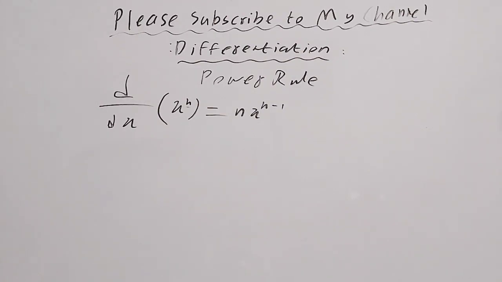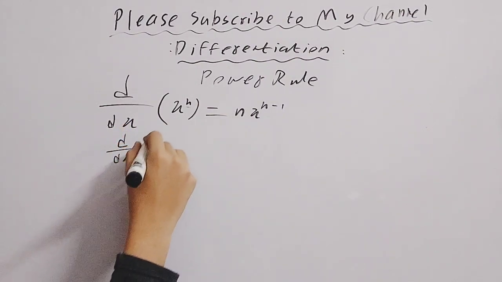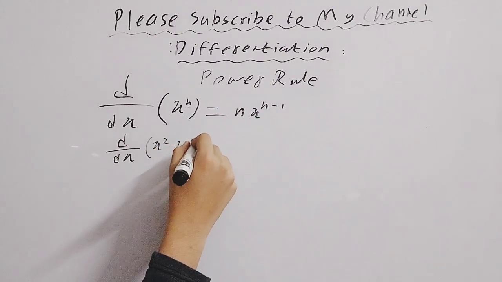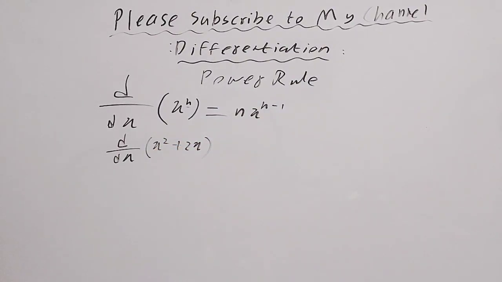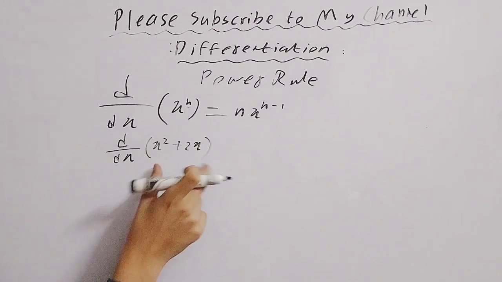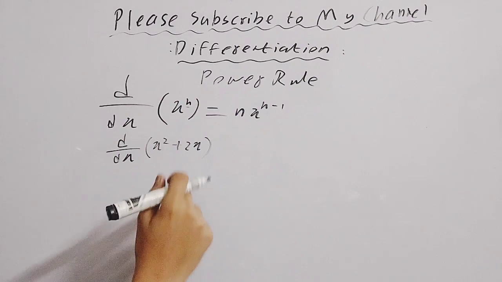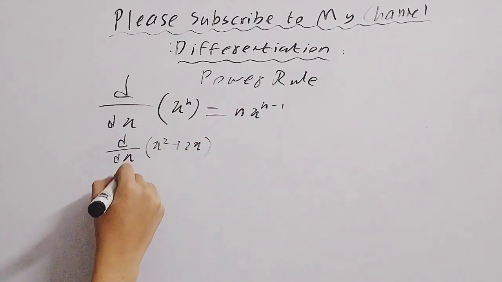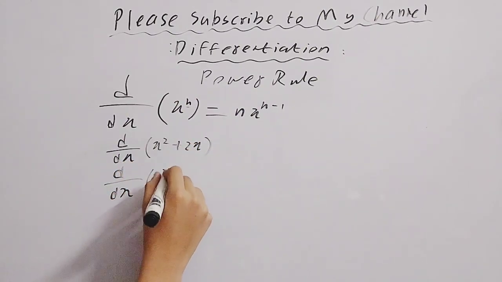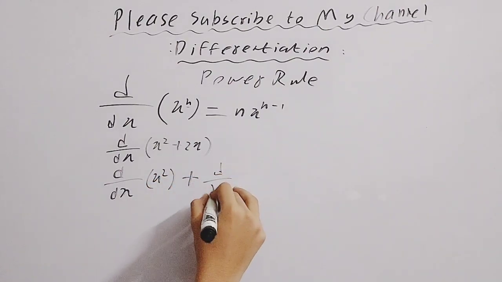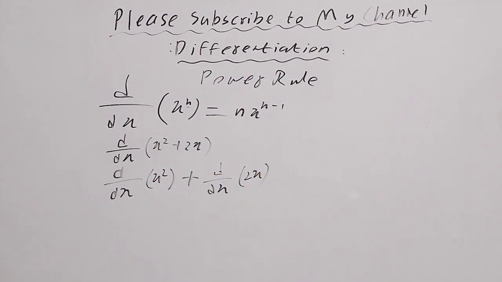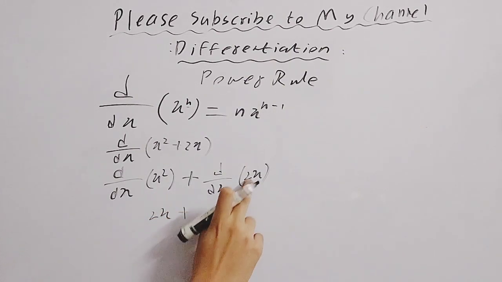Now let's get to more complex functions like differentiation of x squared plus 2x. Now, what is it? Can you guess it? Try it yourself. Tried? Okay. We can write this as differentiation of x squared plus or minus anything if it is present here, and the differentiation of 2x, like this. Differentiation of x squared plus the differentiation of 2x. Now, the differentiation of x squared will be 2x, plus 2.